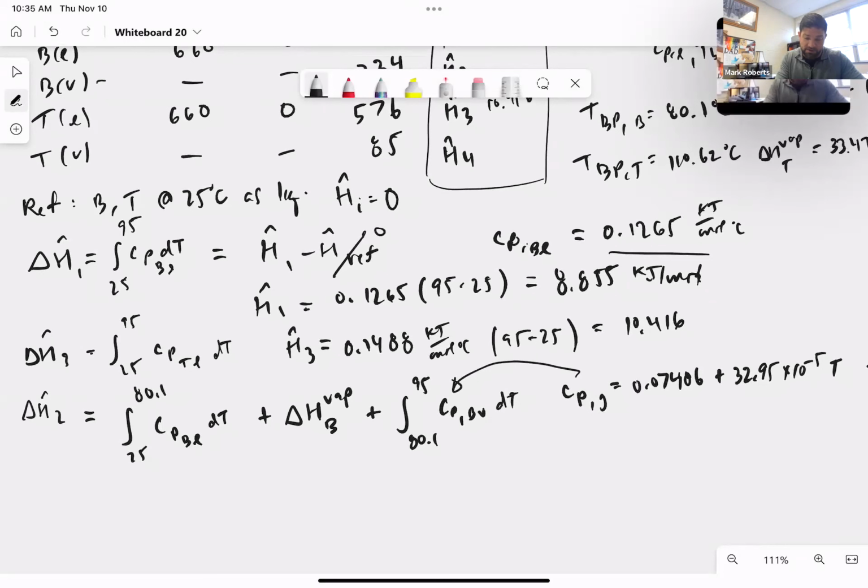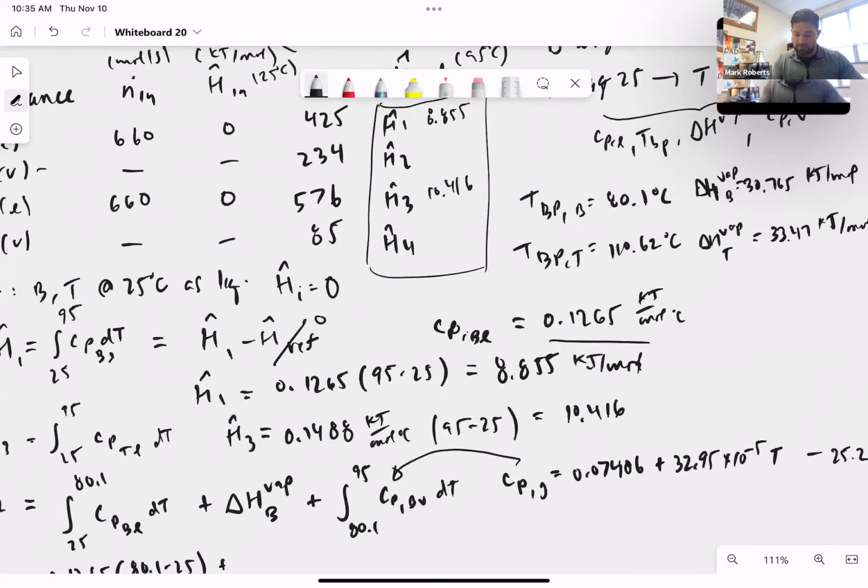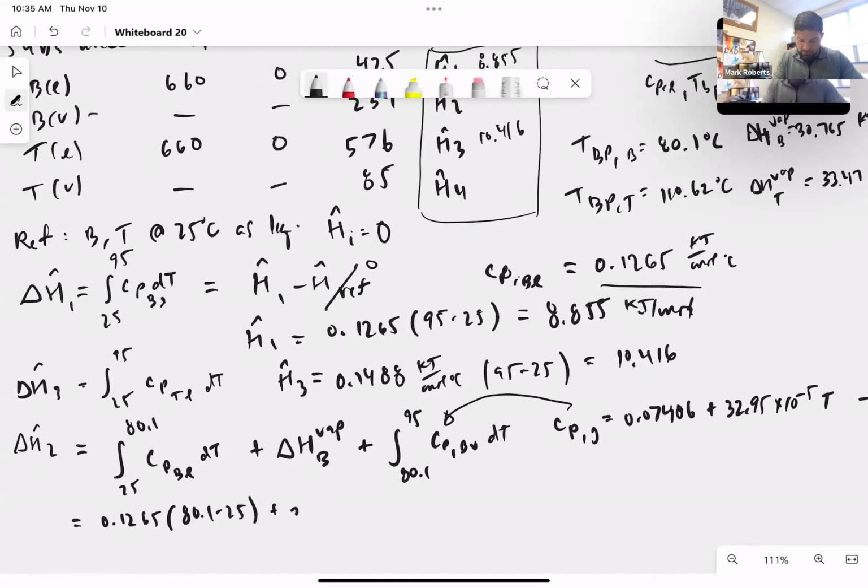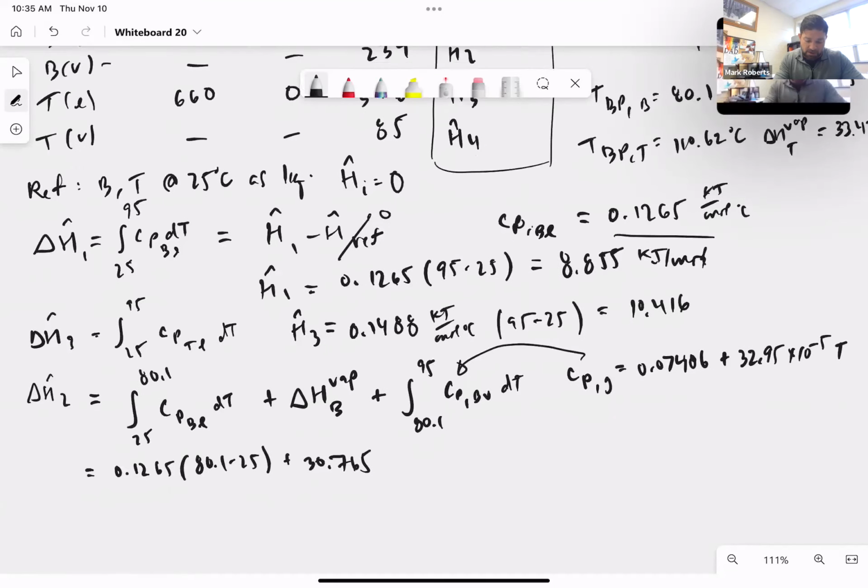This first term right here, again, we're going to use the heat capacity of the liquid. So this is going to be 0.1265 times, what is it, 80.1 minus 25. This heat of vaporization term is what we have up there, 30.765. Now note, let's do a quick unit check. This is kilojoules per mole degree C times degree C. This term right here is kilojoules per mole.